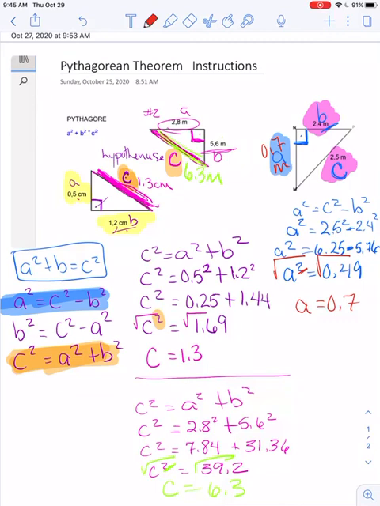So now, just to make sure we did everything right, we said that C is the hypotenuse, is the longest side. So 0.7 is smaller than 2.5, and 2.4 is smaller than 2.5.